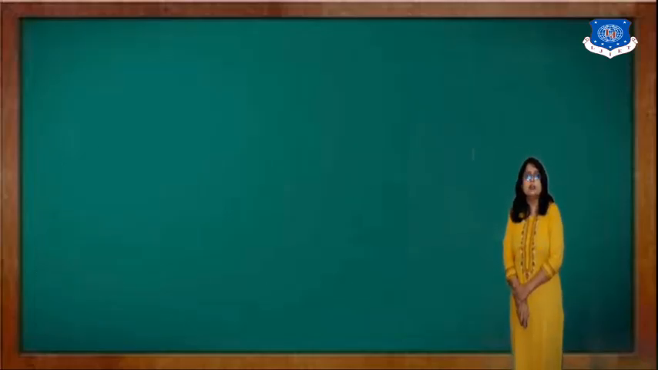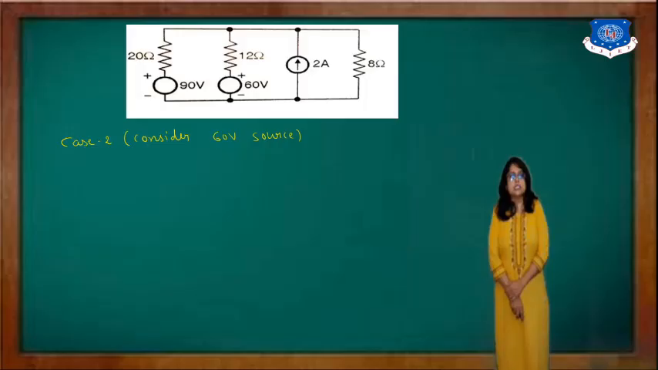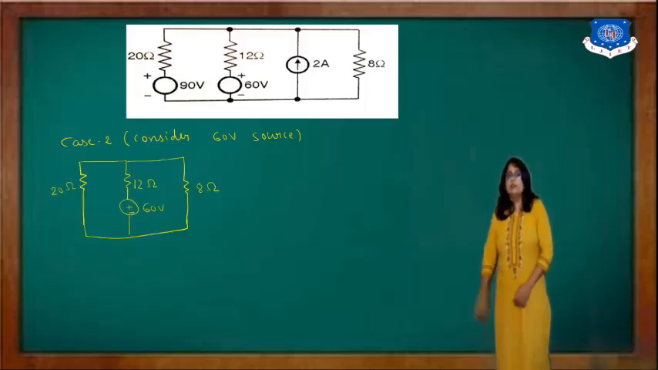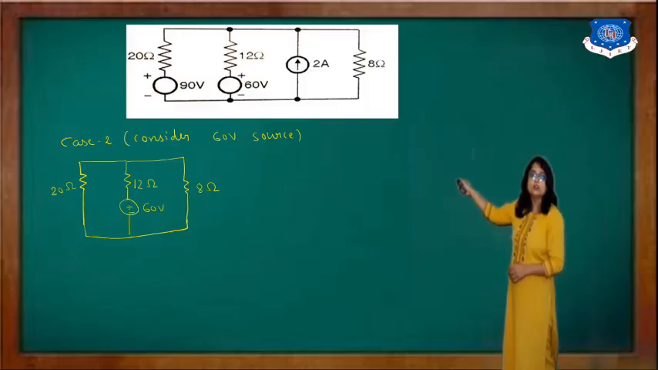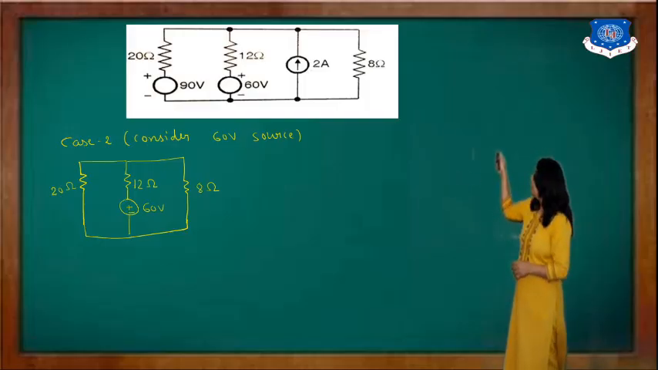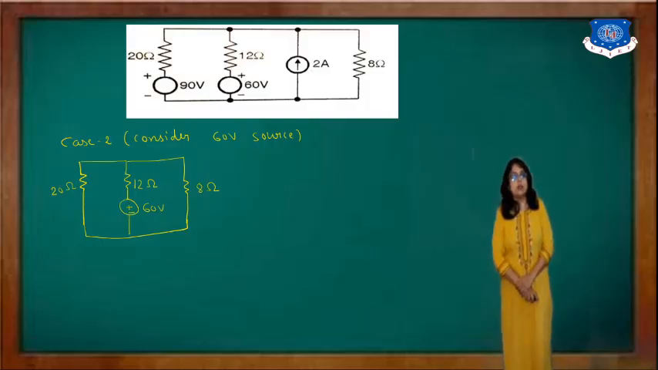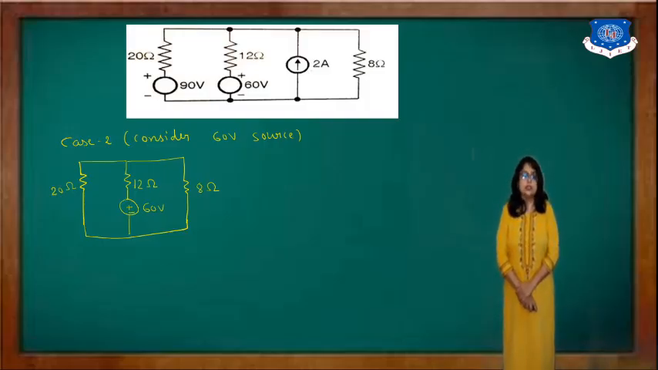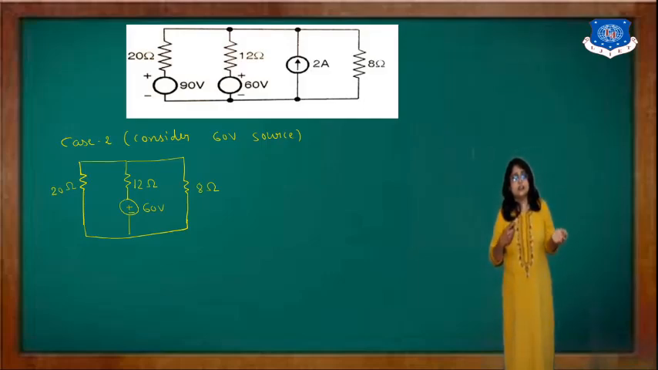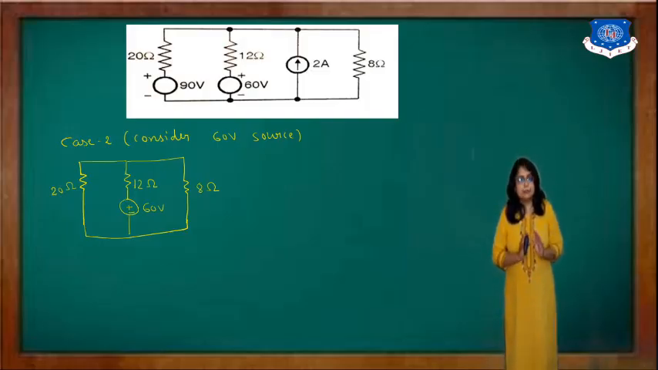Now next, we will consider the 60 volt source. So here we are going to replace the 90 volt source with a short circuit and the 2 ampere source with an open circuit. Then see, our diagram is like this. Here also, as I said earlier, you can use node, mesh, source transformation, or simply find that 20 and 8 are connected in parallel. You can choose any method, the answer will remain the same.